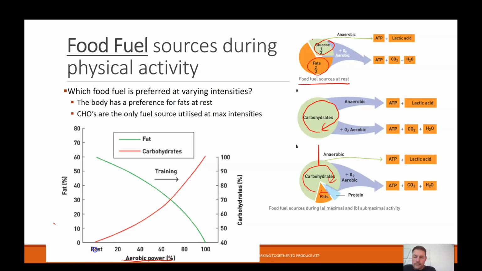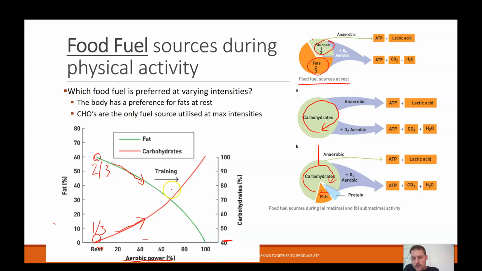We can see when we're at rest, as we've already discussed earlier, up in the top right hand corner, our fats will be about 2/3 of the contribution, whereas at rest our carbohydrates will be about 1/3 contribution on the right hand side there. As our intensity starts to increase as we plot along this graph, we can see that our fats start to decrease their contribution and carbohydrates start to increase their contribution towards the resynthesis of our ATP.